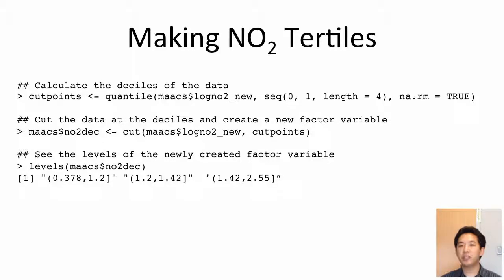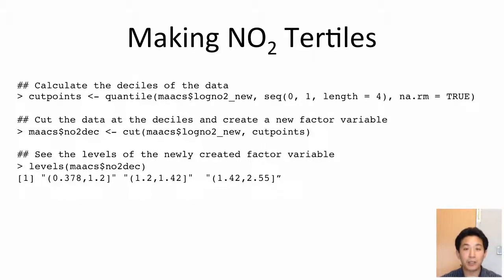And so what the cut function does is just returns a factor variable where each of the original data points is replaced by its category in terms of which tertile it's in, so in terms of the low, the middle, or the high tertile. So it's a very handy function for when you're using things like lattice or ggplot and you have to categorize continuous variables.